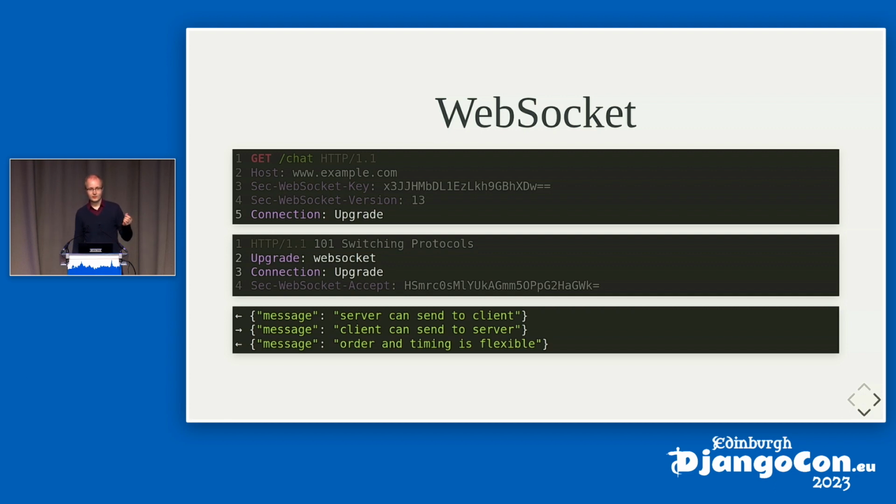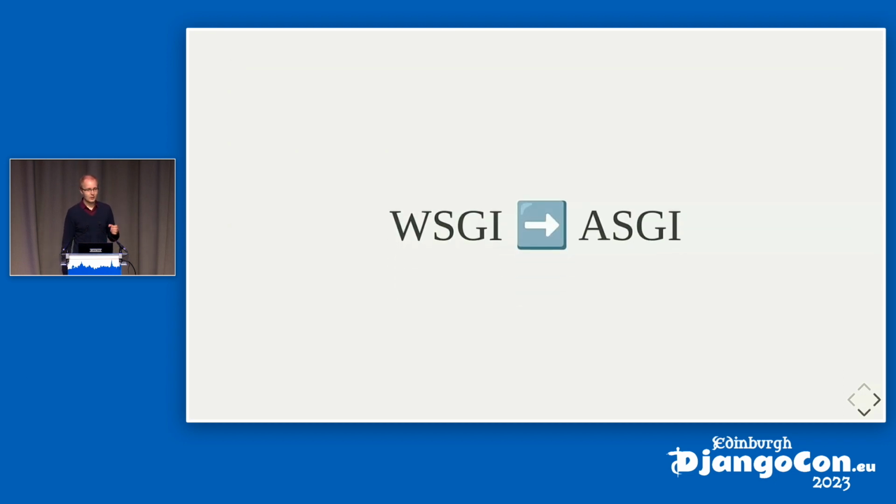And the interesting thing is that they can do so in arbitrary order. So the client can send a message, and the server can respond with 2 messages, or the server can send a message to the client without any request from the client at all. This means this is mostly used for all kinds of websites or web applications where the server needs to notify the client about something that has happened. On the Python side, this means moving from WSGI to ASGI.